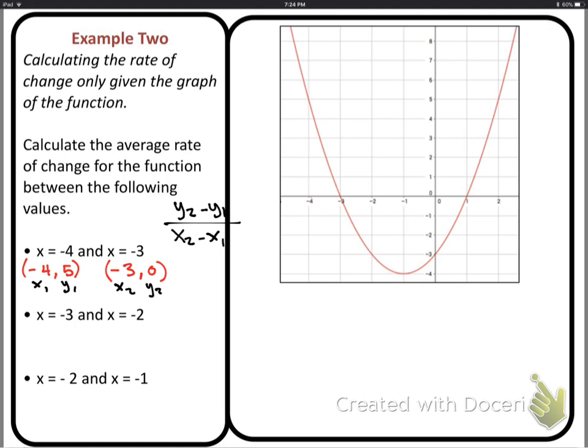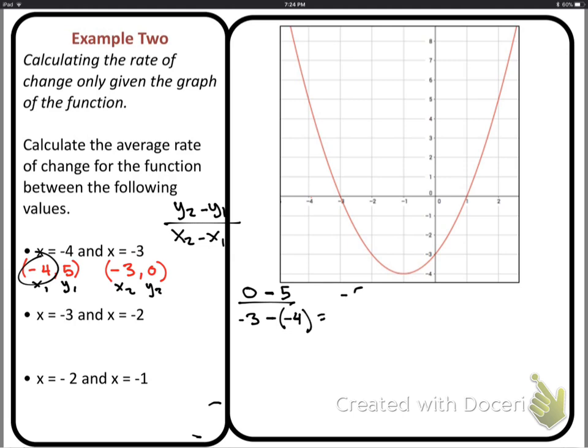Okay, so my y2 is 0. The minus sign from the formula. Y1 is 5. Right, and I'm just pulling it out of here. Divided by x2 is -3. The minus sign from the formula. And x1 is -4, so we have a double negative here. Oops, -4. And now we simplify.